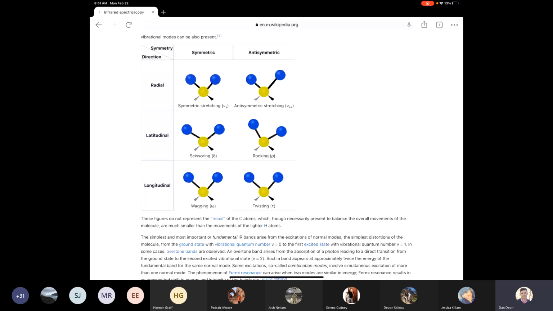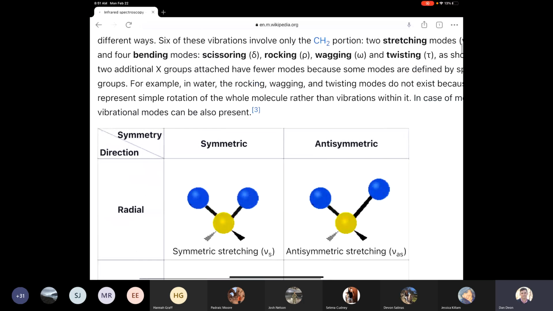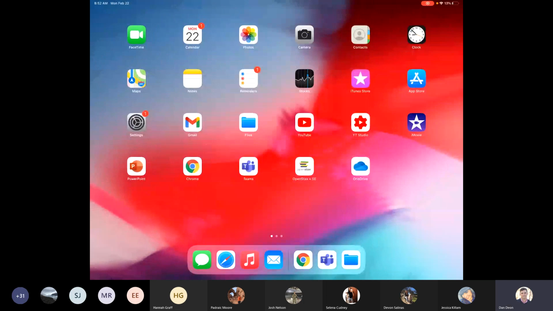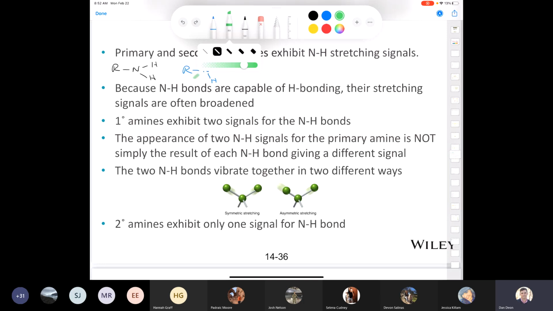This is a page from Wikipedia, and the two types of stretching for an amine are what are shown right here. The two bonds can stretch together at the same time, symmetric stretching, or they can alternate, back and forth and back and forth. That's called antisymmetric or asymmetric stretching. So these are the two types of stretching that we see for a primary amine, and that's why a primary amine gives us two signals. But a secondary amine only has one type of nitrogen-hydrogen bond, and therefore it only gives you one signal.